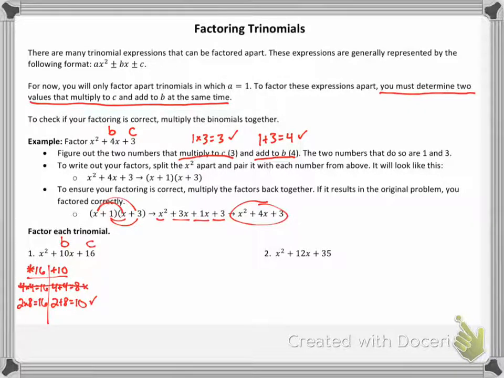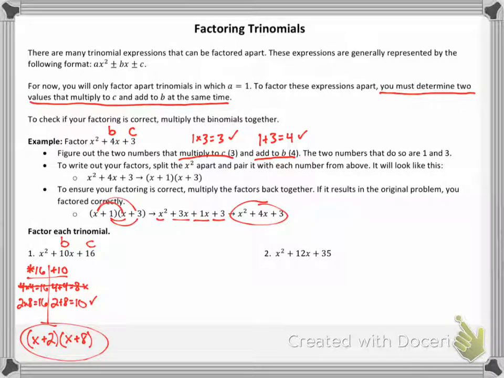So what that means is once you figure out the one pair of numbers that satisfies both of those things, multiplying to 16 and adding to 10, we can write our factors. So again, that x squared splits apart to the x and x. We'll put a positive 2 with one of the factors and a positive 8 with the other. My factored answer would be x plus 2 times x plus 8. And that's my final answer.